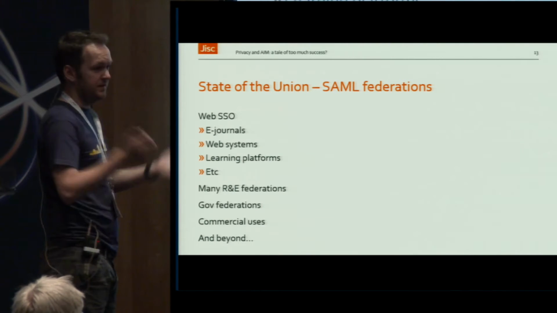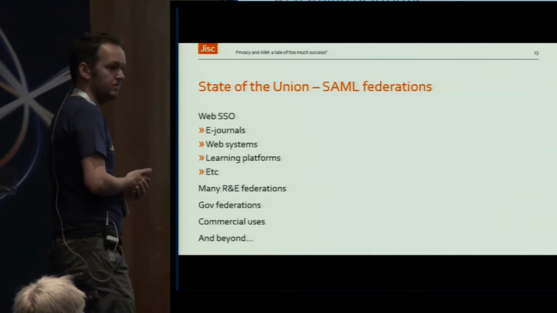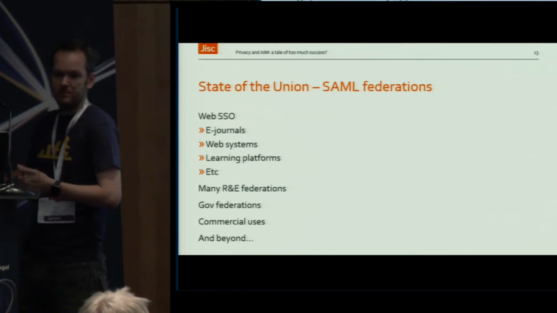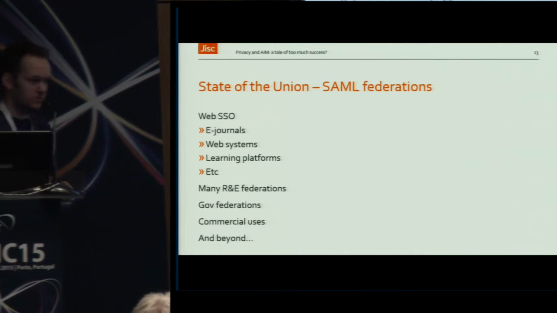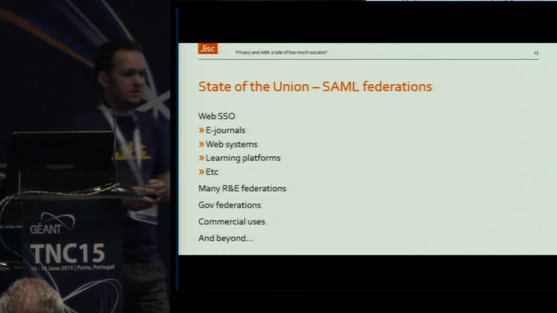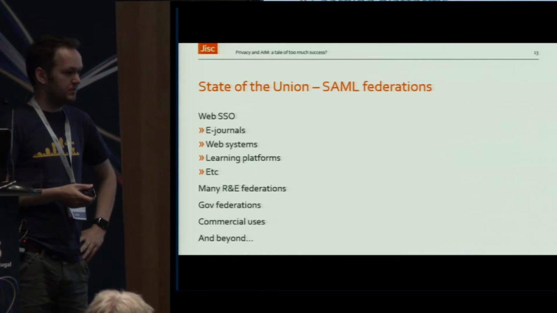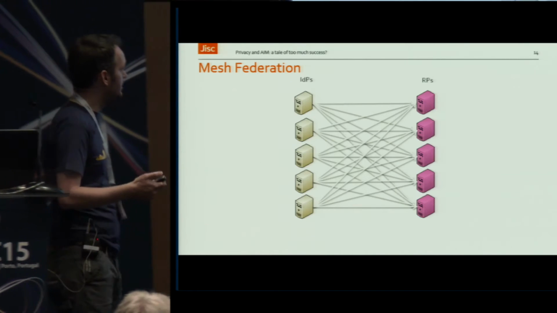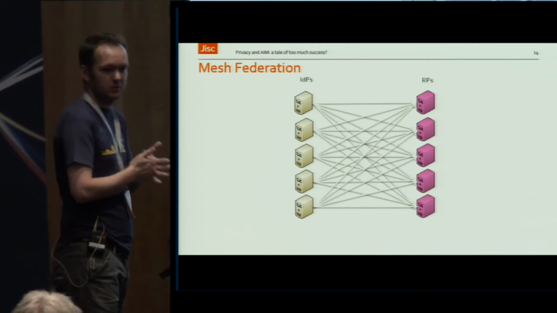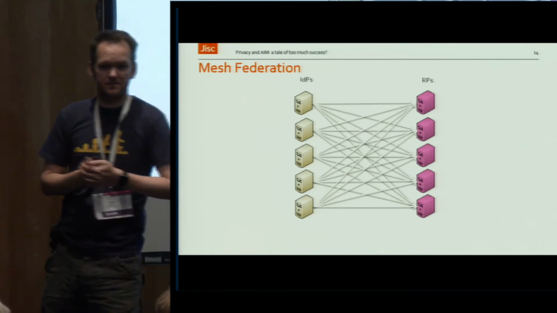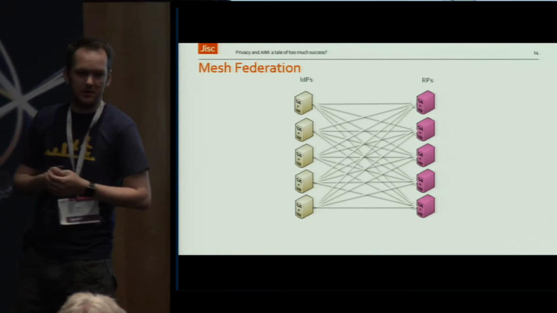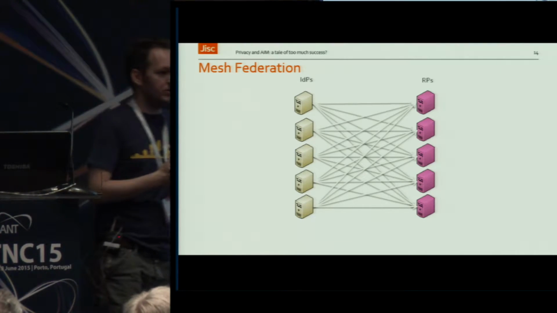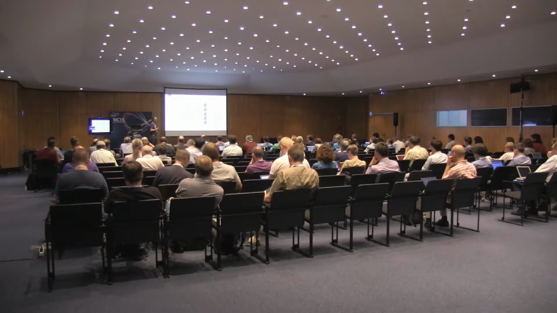So we have federations today. Web single sign-on federations, non-web federations, doing stuff like access to e-journals, access to web systems, learning platforms, etc. We have R&E federations, we have government federations, we have business federations, we have everything. Two main ways you can design your federation. You can have a mesh federation, like the UK Federation, and like InCommon. Every IDP talks to every service directly. No central point.